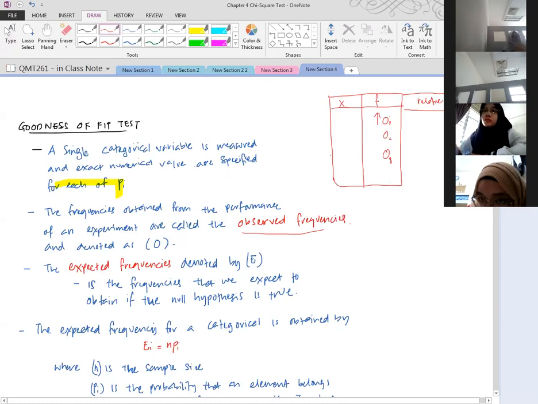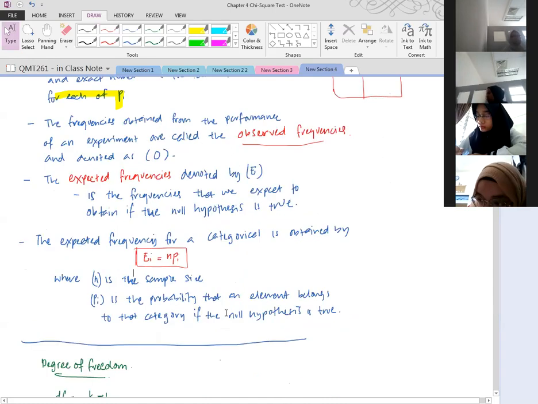The formula for expected frequency is N multiplied by P. N is the total sample size, and P is the probability that an element belongs to that category if the null hypothesis is true.